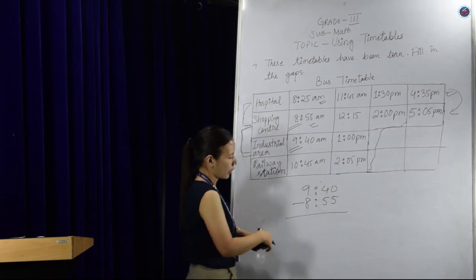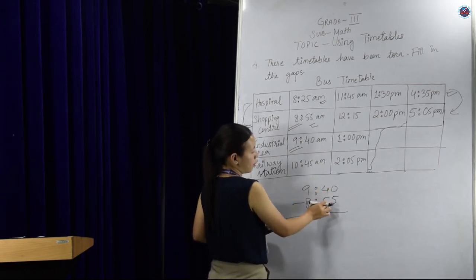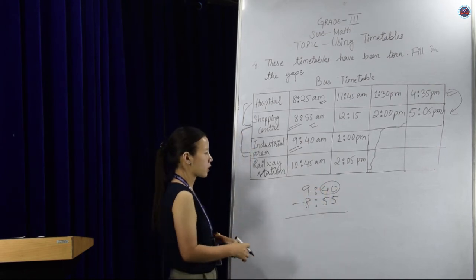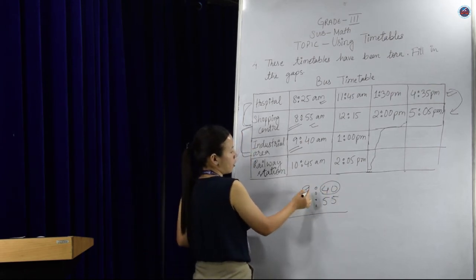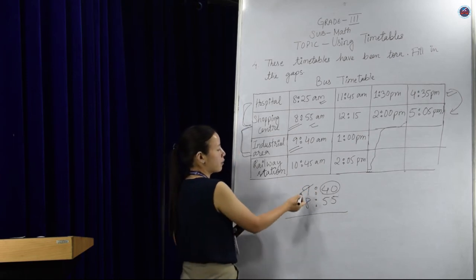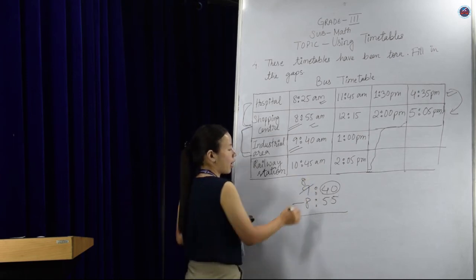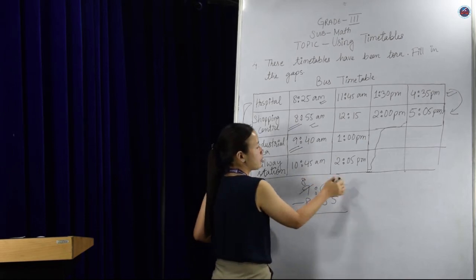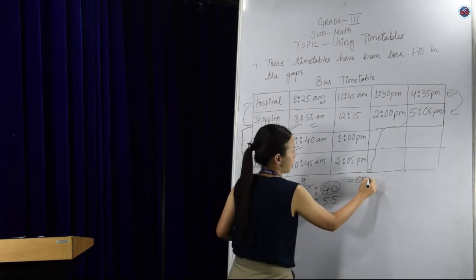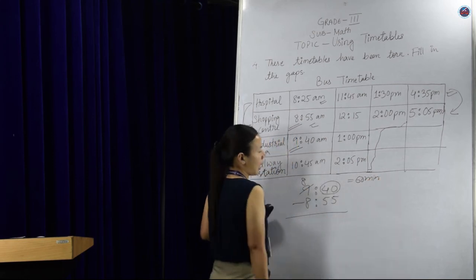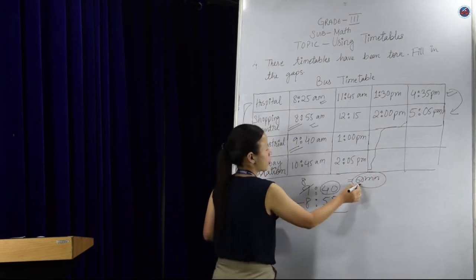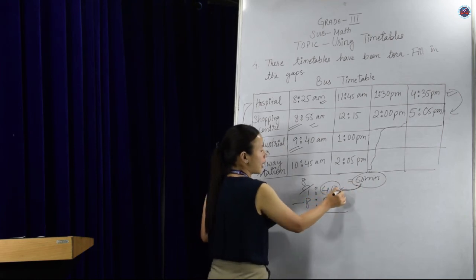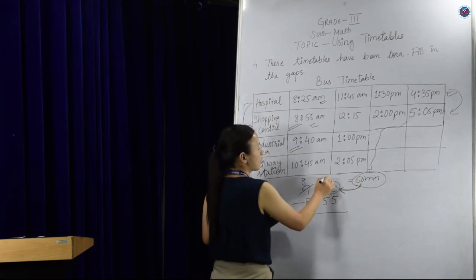Now here, we cannot subtract 55 from 40 because 40 is small. So what do we do? We will borrow from our number. So when we borrow, this 9 becomes 8 hours. And then the 1 hour which you have borrowed will go to the minutes and count as 60 minutes. And then you add this 60 minutes to the 40 minutes we already have here, so that becomes 100.